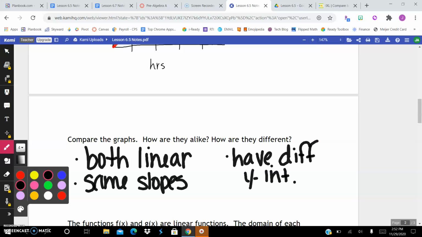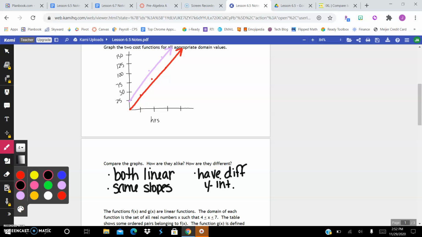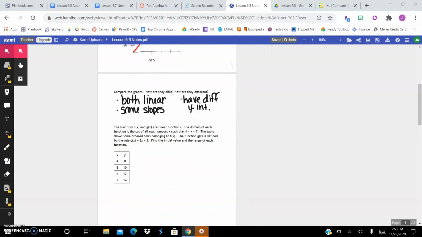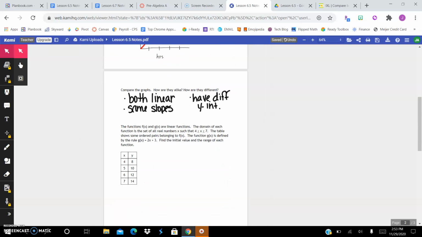How else are they different? If they have a different y-intercept, one's going to be up higher or down lower than the other one. So that kind of takes care of that. I think that's really the only way that we can say that they're different at this point. And having the different y-intercept is just having that extra charge for driving to the place where they need to fix the plumbing.